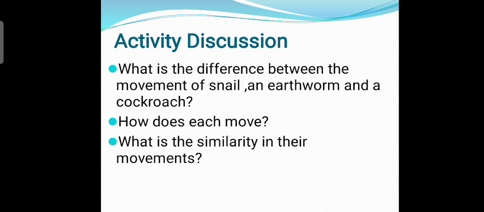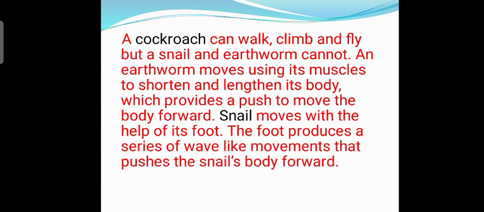Now there are some questions based on this activity. What is the difference between the movement of snail, an earthworm and a cockroach? How does each move? What is the similarity in their movements? So students, a cockroach can walk, climb and fly, but a snail and earthworm cannot. In the previous LP, we already discussed that some animals can show more than one kind of movement. So cockroach is showing in this case 3 types of movements, while snail and earthworms are unable to do that.